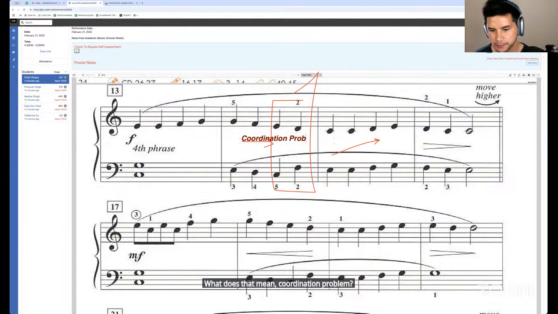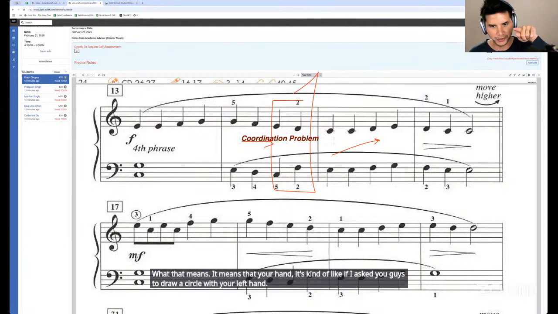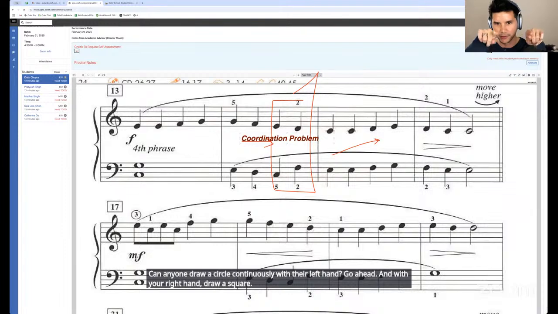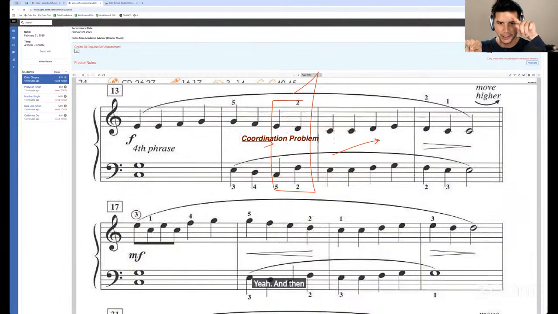What is that? Anyone know what that means? It means that your hand, it's kind of like if I asked you guys to draw a circle with your left hand. Can anyone draw a circle continuously with their left hand? Go ahead. And with your right hand, draw a square. Yeah. And then if you're really coordinated, you can do it, but it's really hard to do.